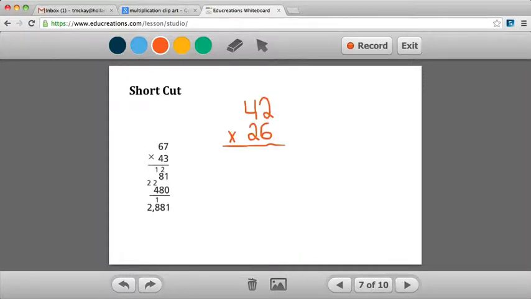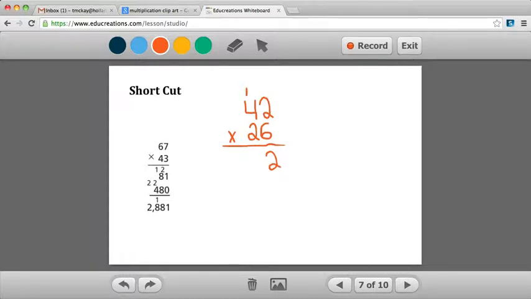Moving on into the shortcut method, you can see there's an example or a sample done for you right here on the left-hand side. But I'm also going to walk you through this one myself because this seems to be the most popular one that people want to use. I want to make sure that you understand all 6 steps to the shortcut method. Step 1 would be to multiply the ones. 6 times 2 is 12. So you have 2, and you're going to carry your 1.